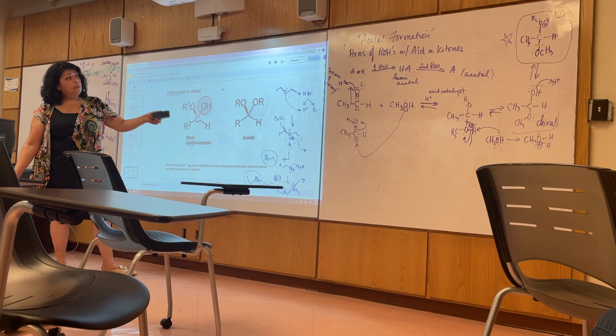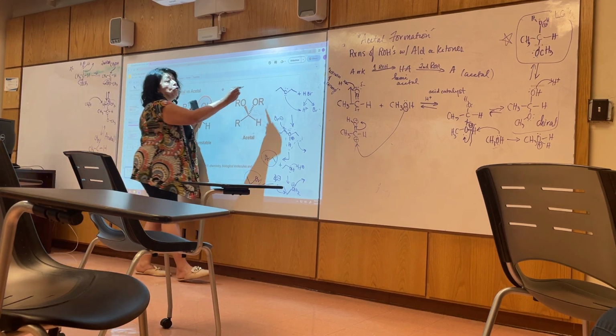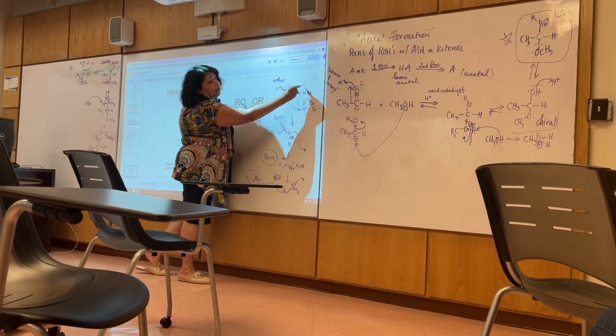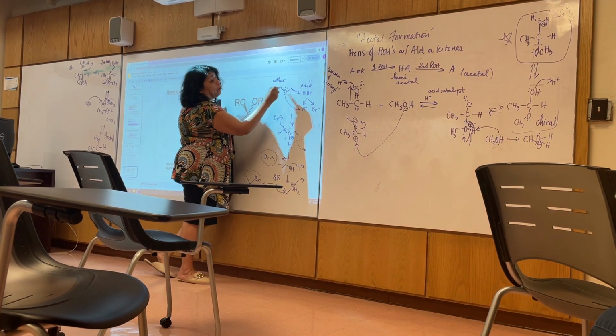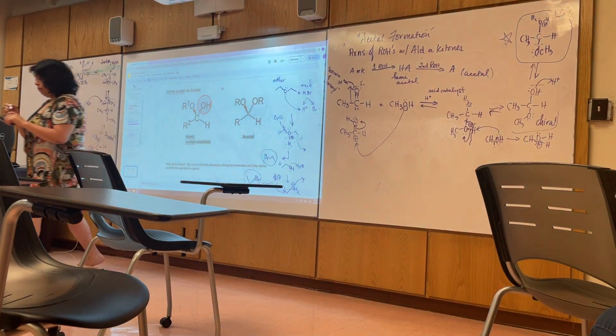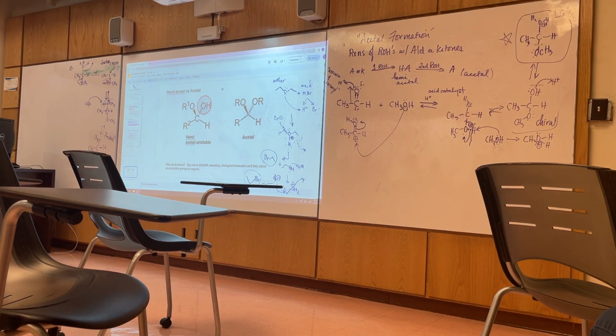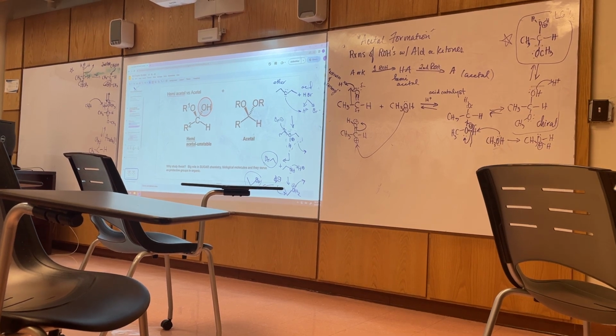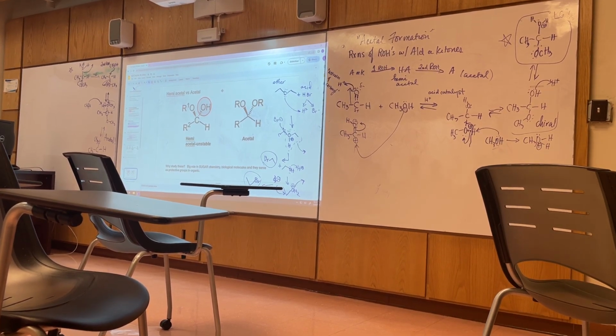So this is proving to you that if you want to use this as a solvent, you cannot, because this is an acid, and it will react with ether. Acid always reacts with ether. So you cannot use ether as a solvent if your reaction is acid catalyzed.